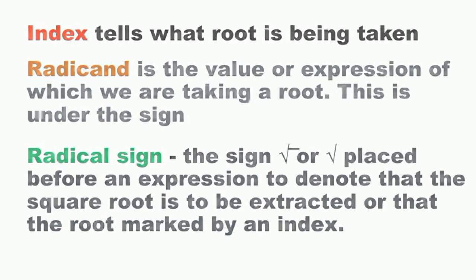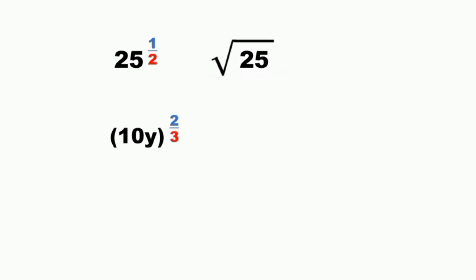Let us have examples of how to write rational exponents to radicals. 25 to the power 1/2. In radical, place 25 under the radical sign. There is an index 2 and power 1, but these are not needed. Radical sign only means square root. 10y to the power 2 over 3. In radical, you have to place 10y under the radical with index 3 and power 2. Now both index and power are seen.